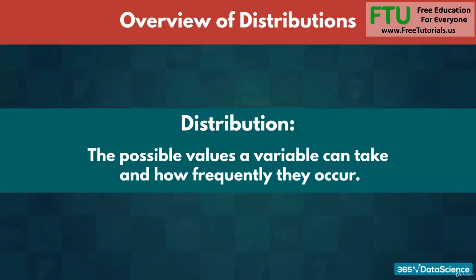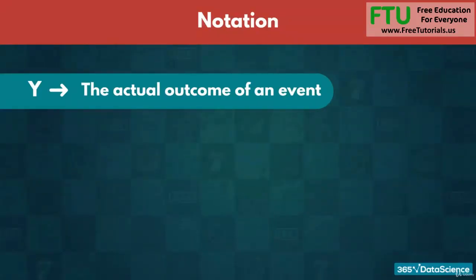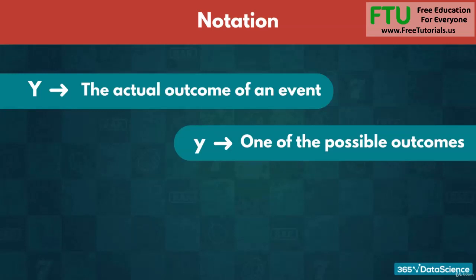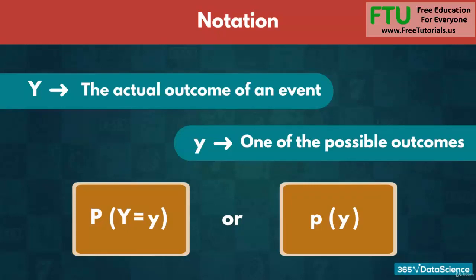Before we start, let us introduce some important notation we use for the remainder of the course. Assume that uppercase Y represents the actual outcome of an event, and lowercase y represents one of the possible outcomes. One way to denote the likelihood of reaching a particular outcome y is P of Y equals y. We can also express it as P of y.